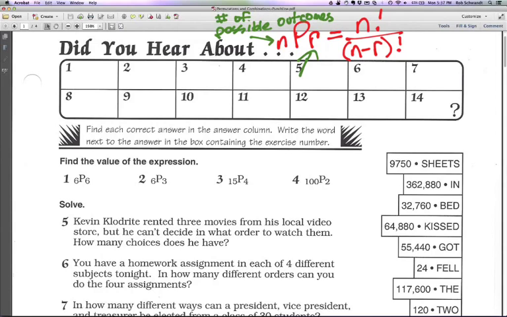r refers to the amount I want, or as I like to say, the amount I really want, because there's an r. Of all the outcomes, how many do I actually want to pick in a particular order? So what's the amount I really want?